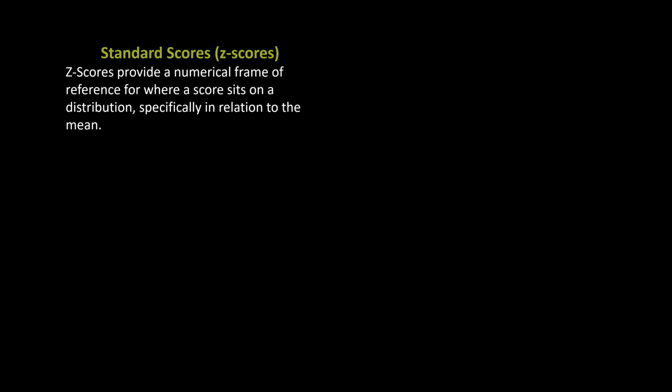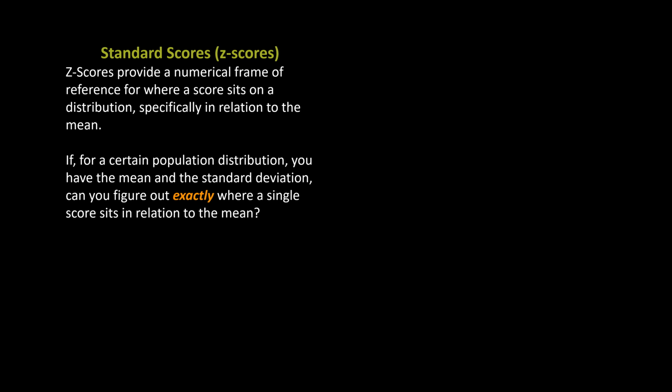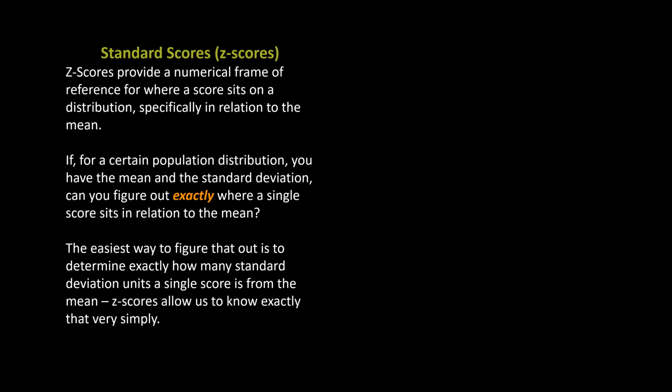So z-scores provide us a numerical frame of reference for where a score sits in a distribution, specifically in relation to the mean. And we've already been introduced to this when we've discussed standard deviation, but this is a really different way to think about where a score sits in a distribution, how far it is from the mean, above or below. And what we can get is a numerical value that tells us exactly where that score is. So if for a certain population distribution, you have the mean and you have the standard deviation, can you figure out exactly where a single score is going to sit? And a z-score allows us to do that.